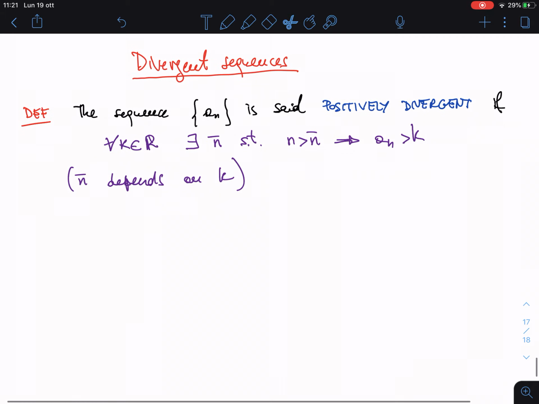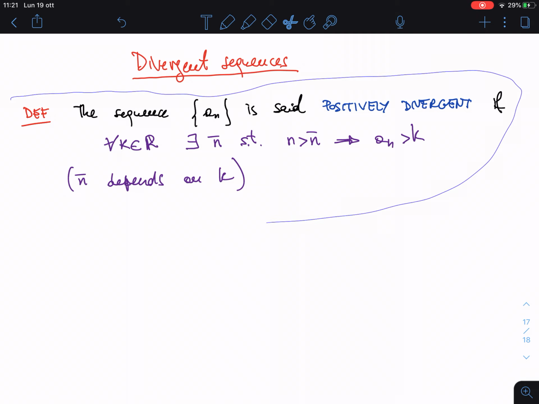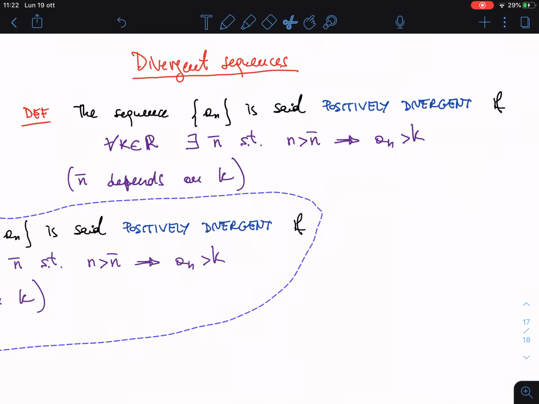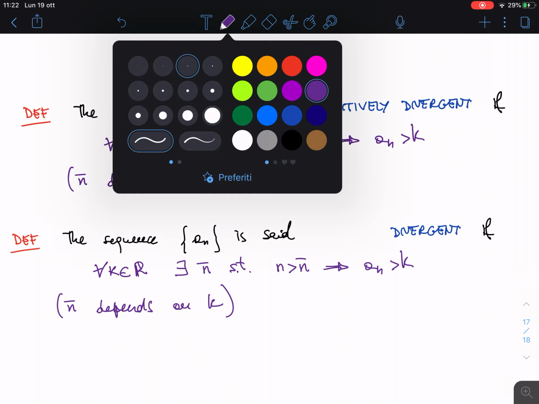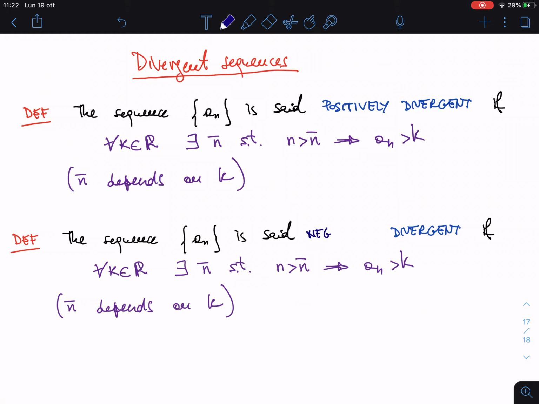Okay, so there is a specular definition, a symmetric definition for negatively divergent sequences. So the sequence a_n is said to be negatively divergent again if for every number, regardless of its size, in particular of its negativity, there exists an n bar such that for every n larger than n bar, then a_n is less than k. Again, n bar depends on k.